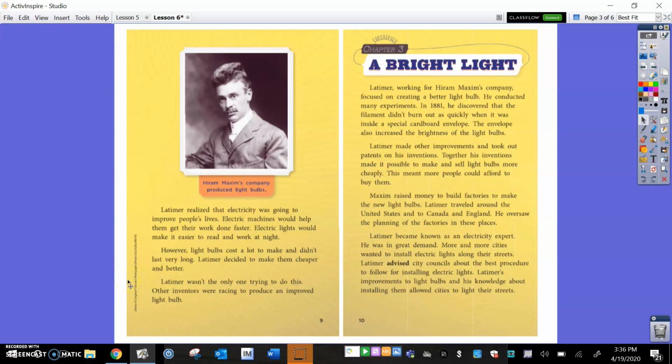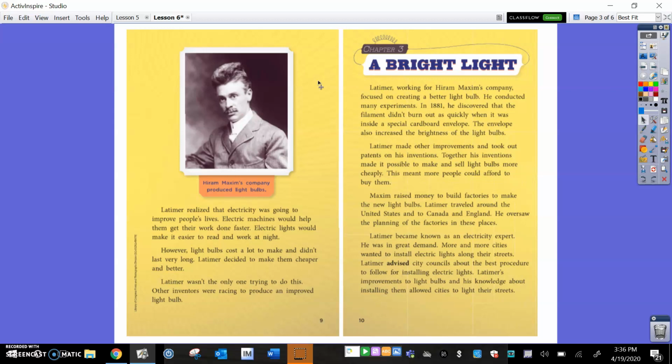Latimer wasn't the only one trying to do this. Other inventors were racing to produce an improved light bulb, so a brighter light. Latimer, working for Hiram Maxim's company, focused on creating a better light bulb. He conducted many experiments. In 1881, he discovered that the filament didn't burn out as quickly when it was inside a special cardboard envelope. The envelope also increased the brightness of the light bulb.